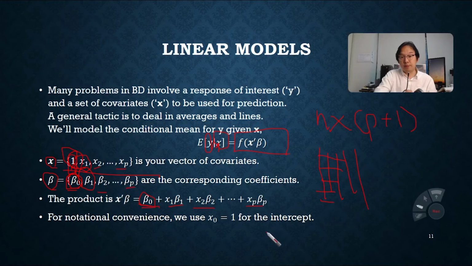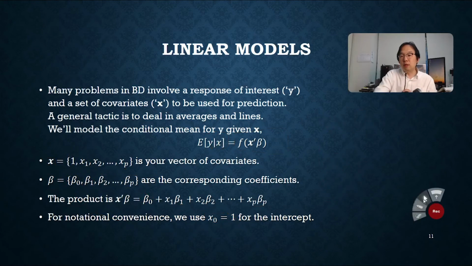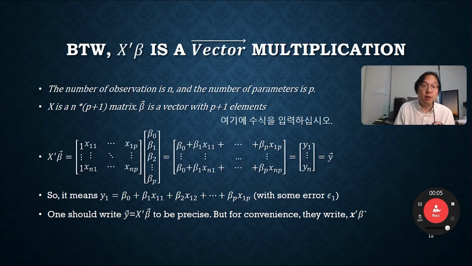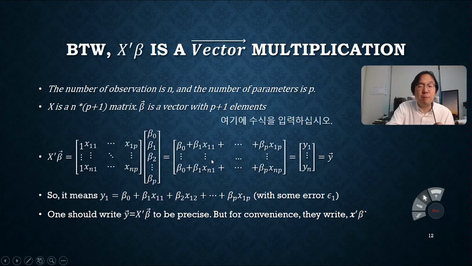Like this. For notational convenience, we use x0 equals 1 for the intercept. This is just what I already said. The first element over here should be 1. Big X prime beta is a vector multiplication of a matrix, right? The number of observations is n, and the number of parameters is p, actually p plus 1. As I said before, we have a constant beta 0, so p plus 1 should be there.